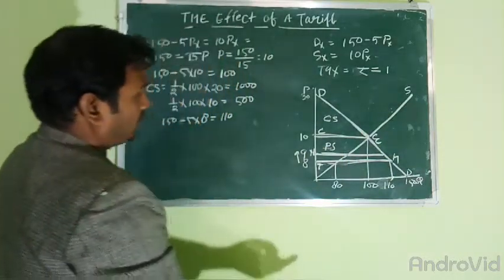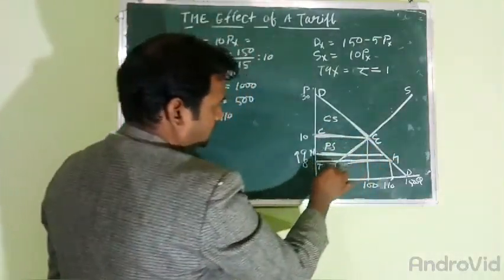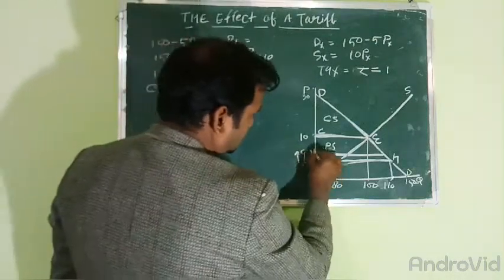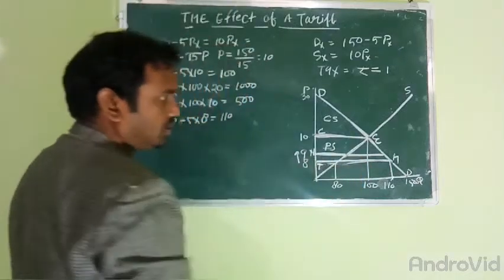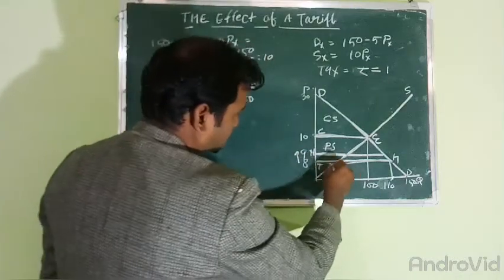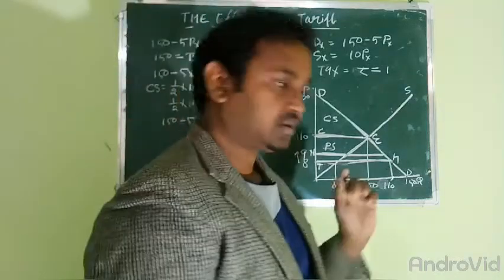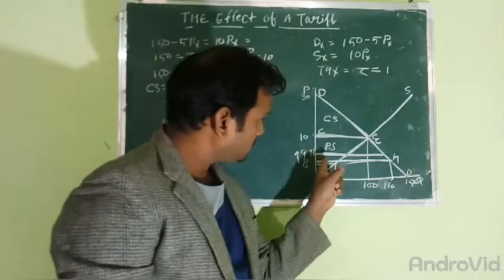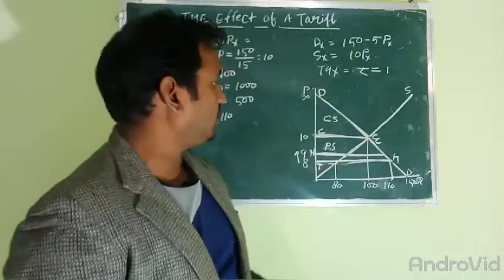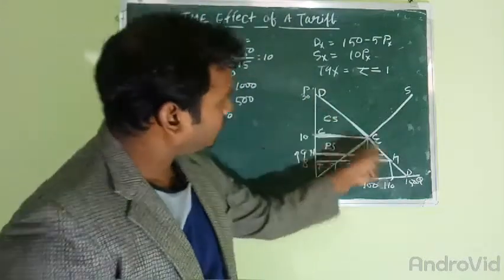Okay, producer surplus. Before trade, consumer surplus is this area. But with trade, consumer surplus is this area. So after tax or before tax, consumer surplus is this area. So it means if the government imposes tax, producer surplus increases, because imports decrease and the domestic supply increases. But consumer surplus decreases. So you can also find the numerical value.